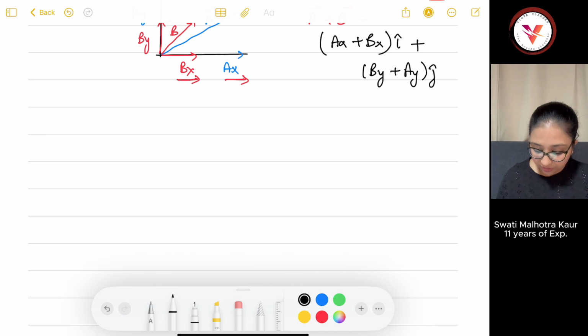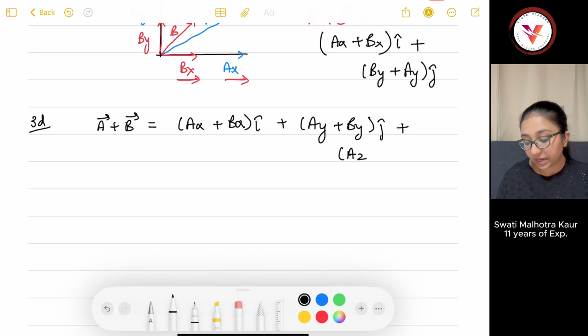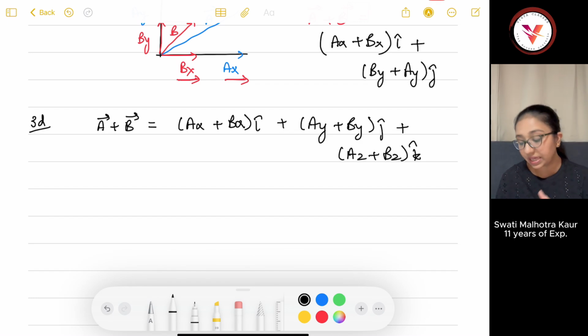Okay, so in 3D it can be simply written as a vector plus b vector equals ax plus bx i cap plus ay plus by j cap plus az plus bz k cap. Okay, and if you have three vectors a plus b plus c, then you have to add ax plus bx plus cx, ay plus by plus cy. It's as simple as that.